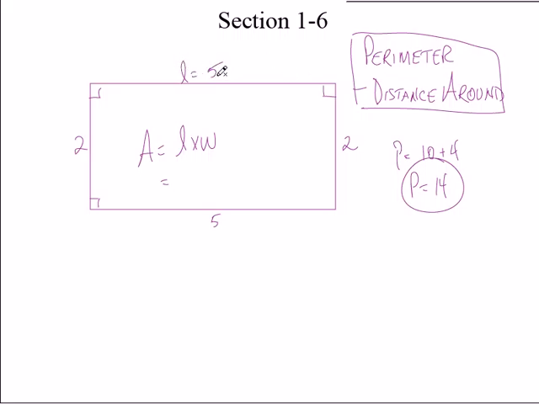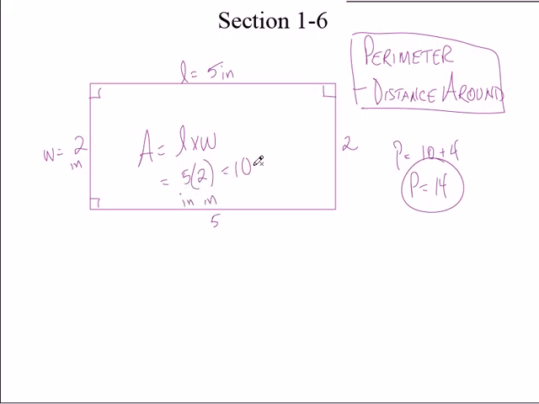Just call one side the length and the other side the what? The width. Now watch. If this is the length, you're not going to call this down here the length, are you? I mean the width, I'm sorry. They got to be the two different sides, okay? One's the length and one's the width. So it's easy. It's just 5 times 2, which is what? 10.